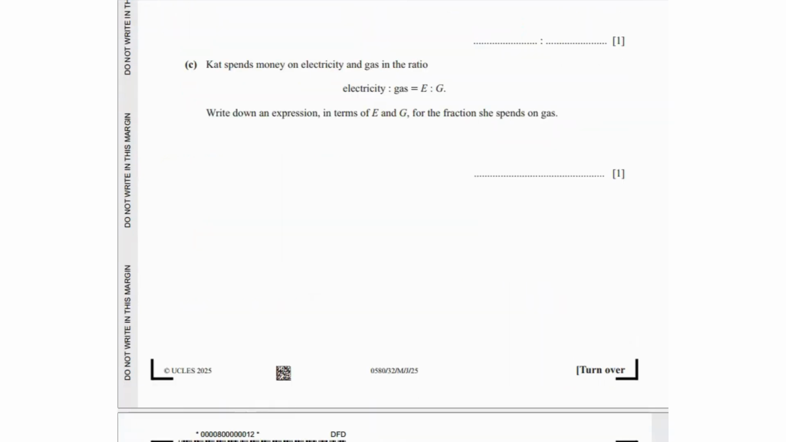Then it says Cat spends money on electricity and gas in the ratio E is to G, which is electricity is to gas. Write down an expression in terms of E and G for the fraction she spends on gas. So it's the same thing as we did, but we did that with numbers and now it's variables. So for gas, it's going to be G over E plus G. The thing that we're talking about, that comes in the numerator, and the denominator is the sum of both the quantities. So E plus G in the denominator and G in the numerator.